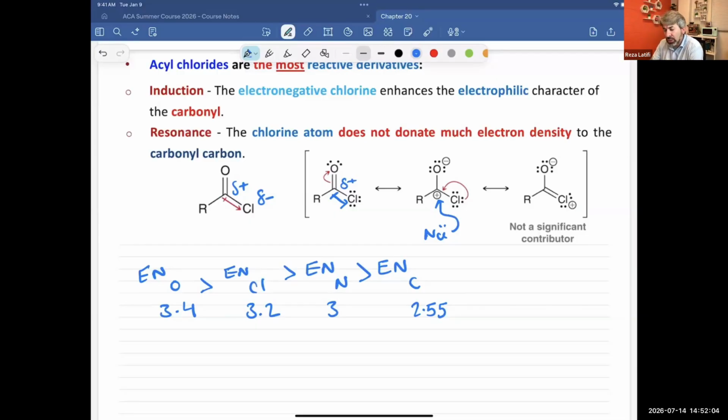You might say chlorine can also share a lone pair with carbon, and if that happens, carbon will have a zero charge. But if you look at the electronegativity of chlorine versus carbon, it is 3.2 versus 2.5. Chlorine does not really want to have a positive charge in order to make carbon neutral. That's not going to be the best scenario to stabilize the compound. So chlorine prefers to stay neutral rather than positive.